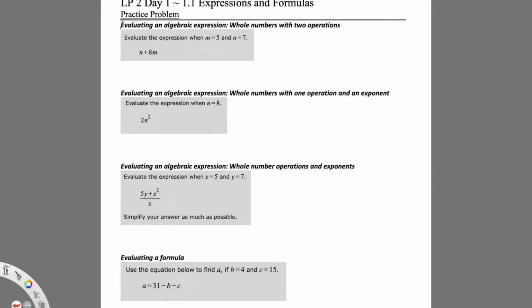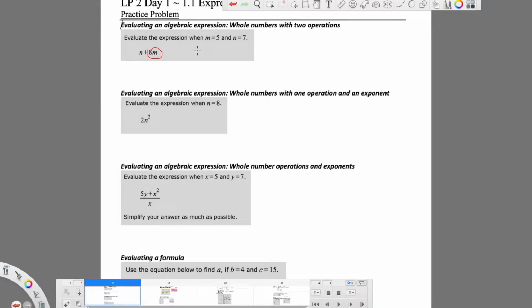Alright, so in this video we're looking at expressions and formulas, specifically just evaluating algebraic expressions. What that means is they're going to give us an expression and tell us what the variables actually equal, so we can just plug them in and then evaluate the expression. So for this first one we have n plus 8m, and remember this means multiplication, it means 8 times m, and they tell us up here to evaluate the expression when m equals 5 and n equals 7.